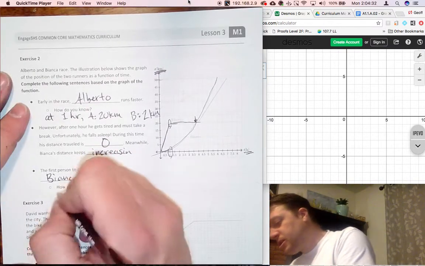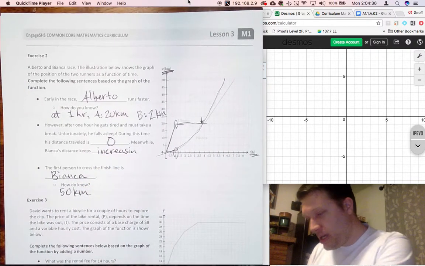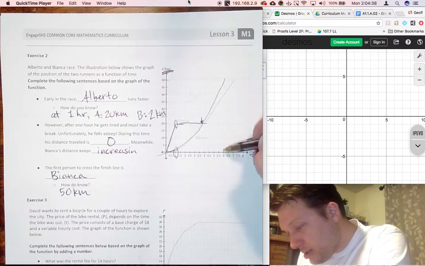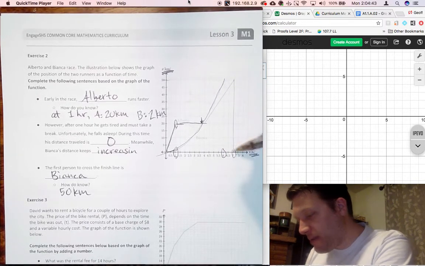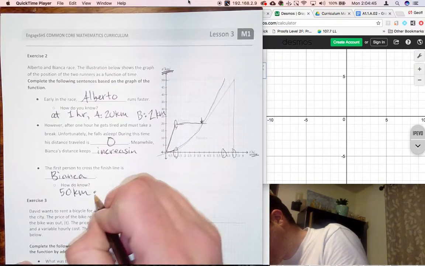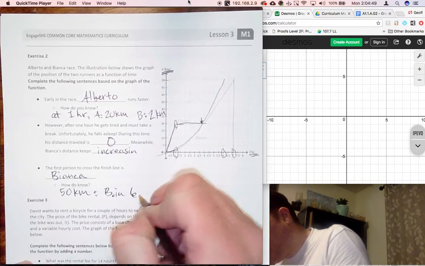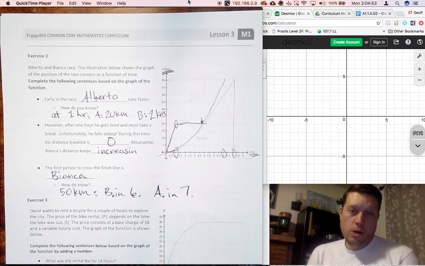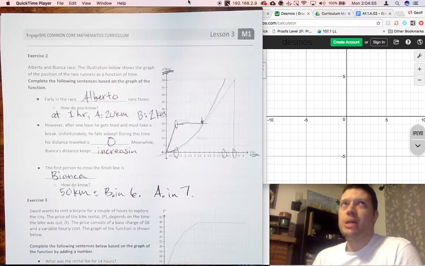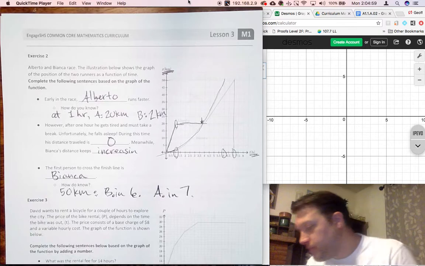If it's a 50-kilometer race, then Bianca gets to 50 at 6 hours, and Alberto gets to 50 at 7 hours. So Bianca gets there in 6. Alberto gets there in 7. And that matters. That's going to tell you who won it because of how much time it took for them to get the 50 kilometers in order to win the thing.